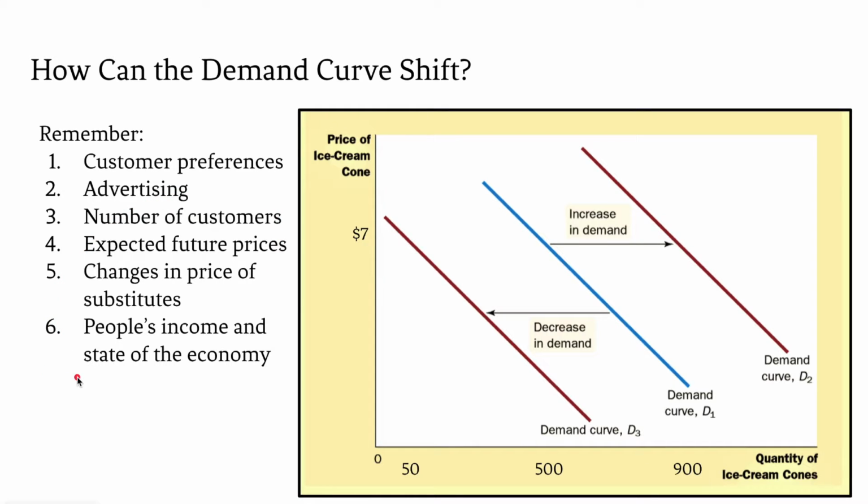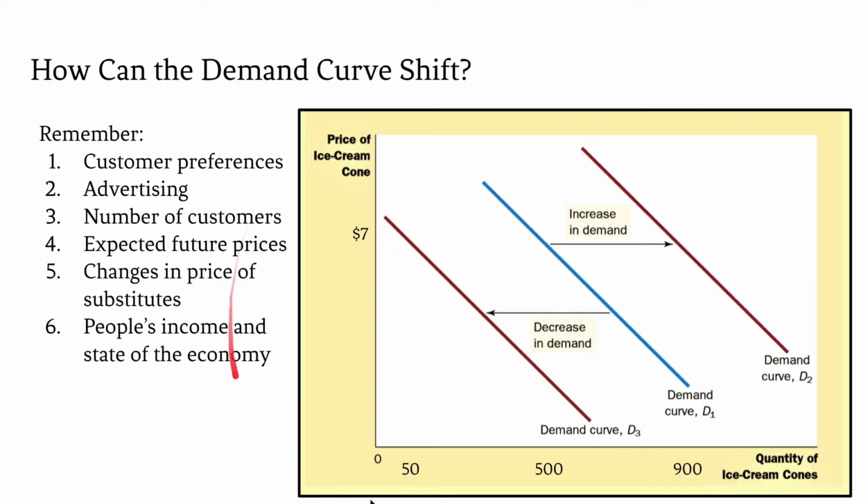And the last thing is people's income and the state of the economy. If the economy as a whole is doing well and people are making a lot of money, an increase in demand will be present. And if the economy is doing relatively badly and people's incomes are decreasing, maybe there's a lot of unemployment happening, maybe the economy is going into a recession or maybe even a depression. Obviously, because people have less money to spend, the total amount overall of ice cream cones demanded is going to decrease.